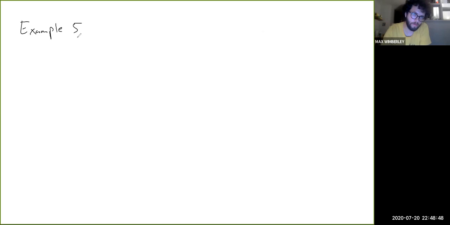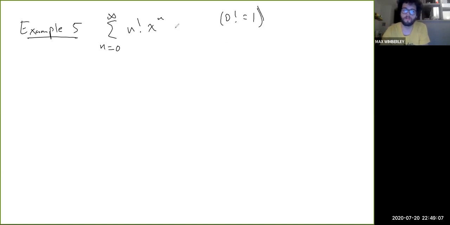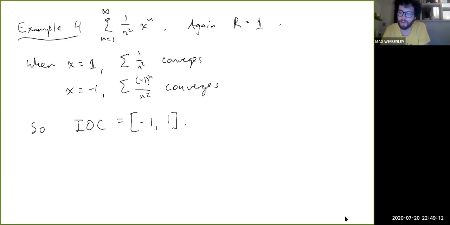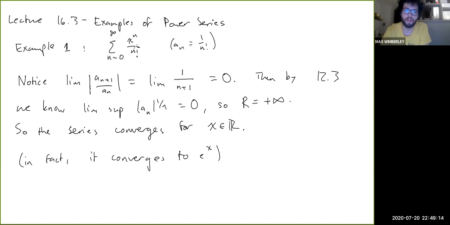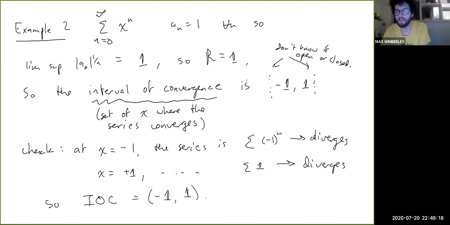Example 5. The series n factorial times x to the n, from n equals 0 to infinity. I need to just turn my phone off for these. Remember that 0 factorial equals 1. That's just a convention. It's good to be familiar with. That's also kind of important for the Taylor series of e to the x, so that when n equals 0, the term is actually defined.